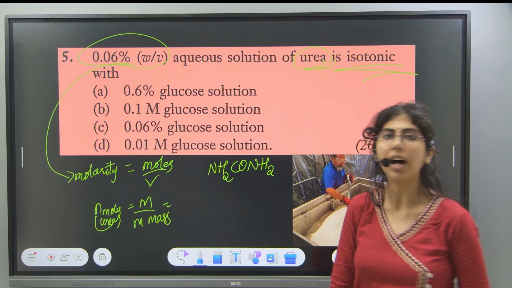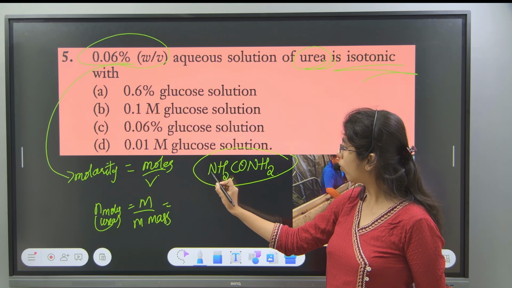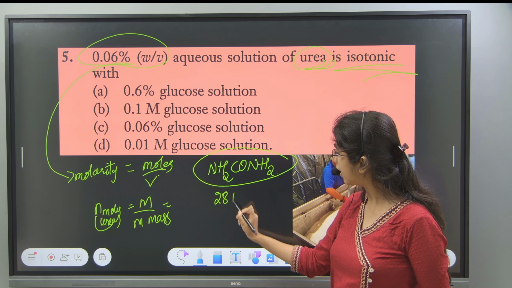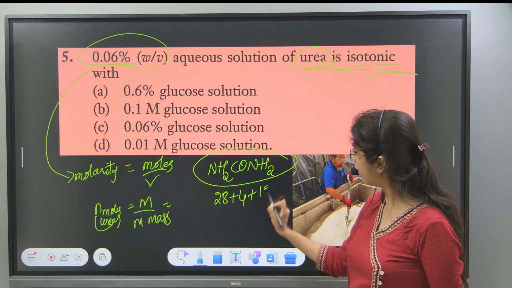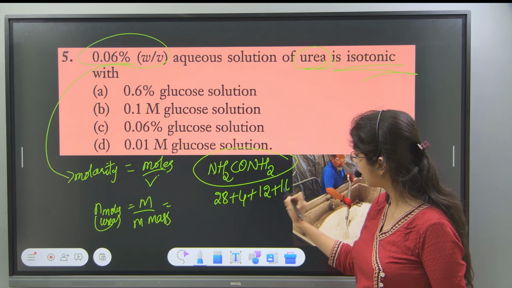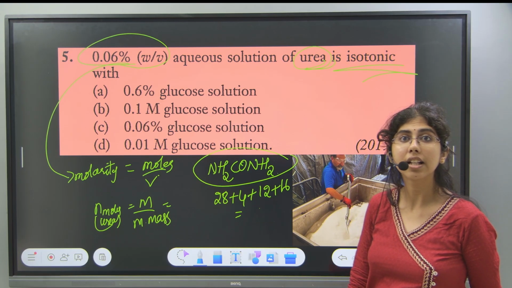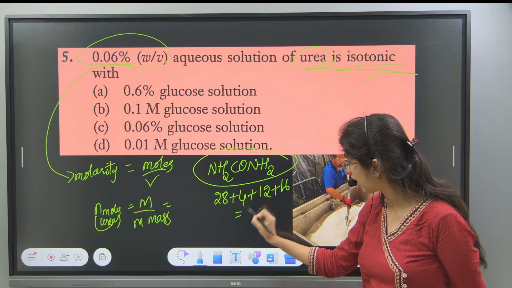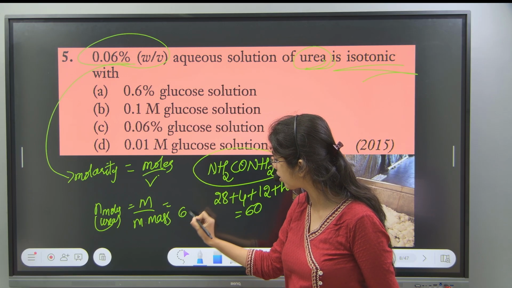Can you find out the mass using this molecular formula? Nitrogen is 14, and 2 nitrogens means 28, plus hydrogen 2 plus 2 is 4, carbon 12, oxygen 16. Can you tell me the total? Yes, the total of this is 60. Very good. So the molar mass of urea is 60.